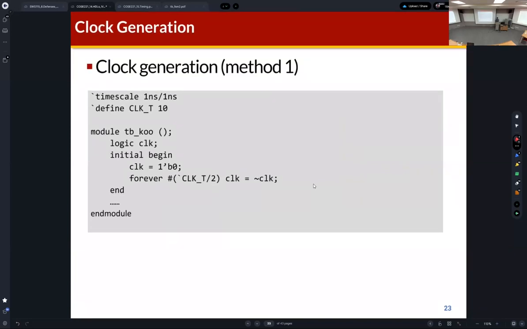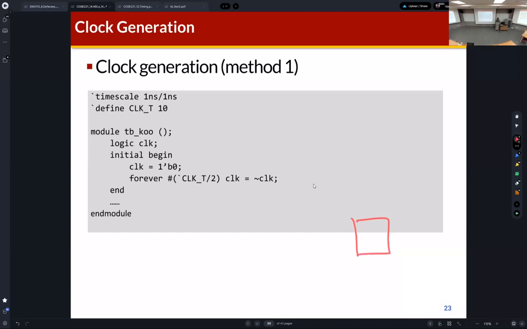And then let's see how to generate clock signals. Actually, we learned about sequential design, and the sequential design requires a clock signal, right? Usually in digital design, most digital design is sequential logic, which means that this design includes D flip-flops. Okay, so do you know what a D flip-flop is?